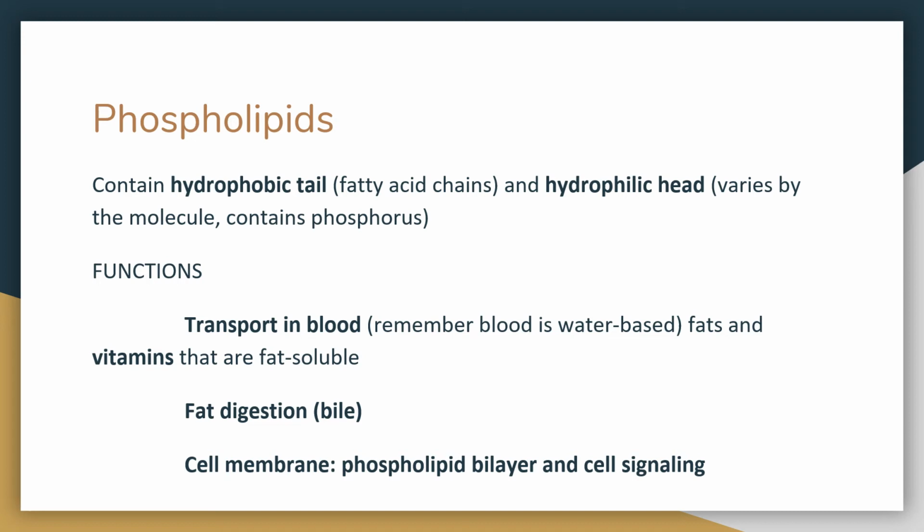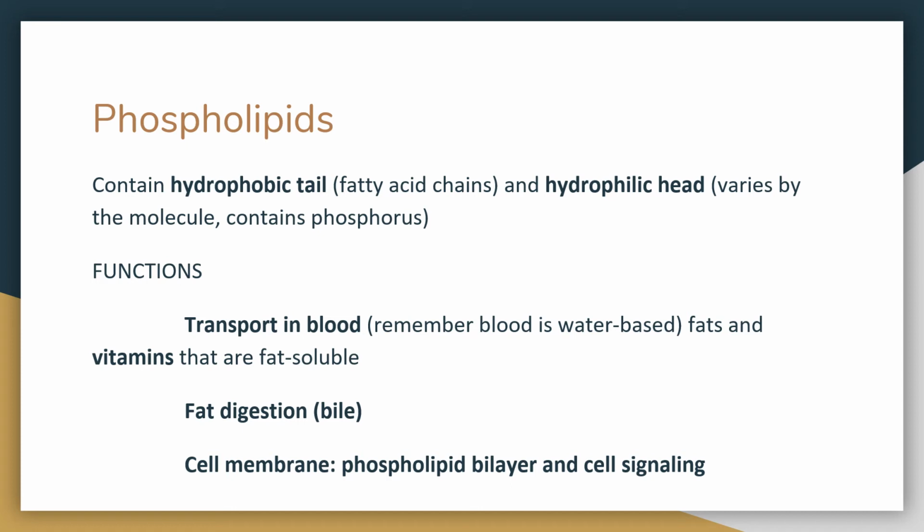So functions of phospholipids: transportation in the blood, particularly important in our case to talk about fat-soluble vitamins, but also to transport fats in the blood. We use phospholipids because they have one part that is philic or loves water, and one part that is phobic or afraid of water: hydrophobic, hydrophilic. So the hydrophilic part can kind of bind to the blood and move in the blood, and the hydrophobic tail kind of floats on top.